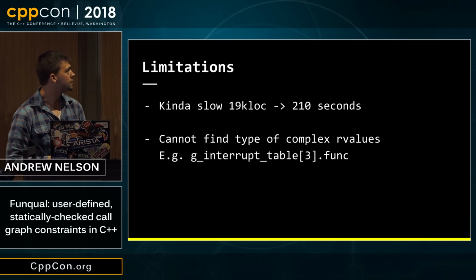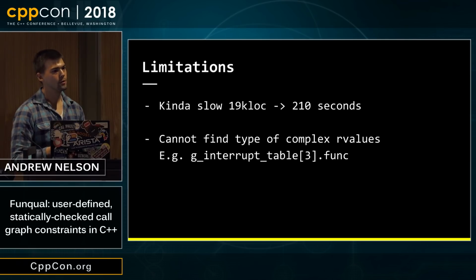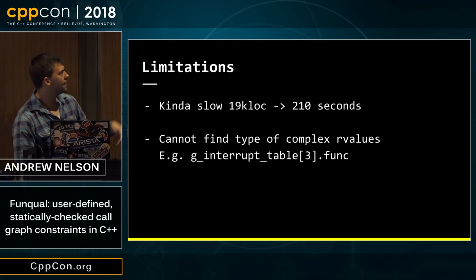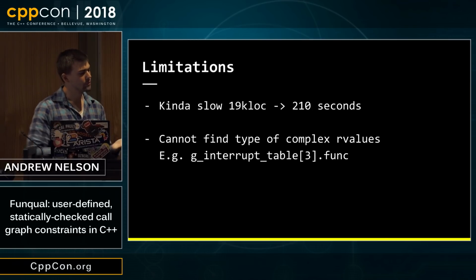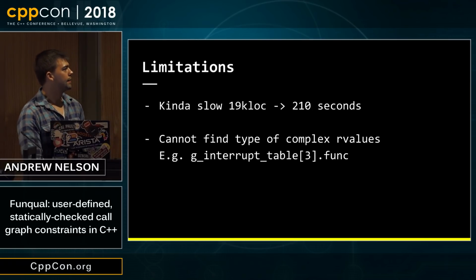So there are some limitations with this tool. It's kind of slow. Right now, there's no semblance of incremental linting. So it's got to parse the whole thing at once and then build the AST and build the call graph and solve it at once. For a 20,000 line project, it took about 210 seconds, which is slower than it should be. The other thing is for complicated R values, it's pretty hard to actually get the type out of that. And that's just because libclang doesn't necessarily throw those type qualifiers through. It's at the declaration site, but it's not necessarily at the use site. But these are things that can be solved in the future.